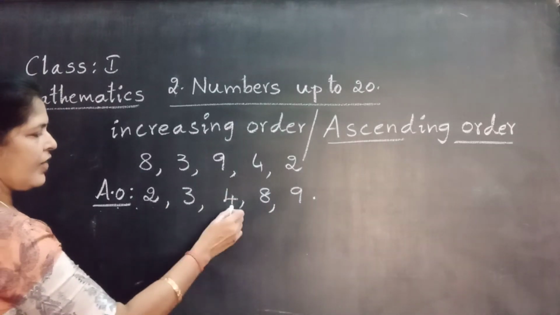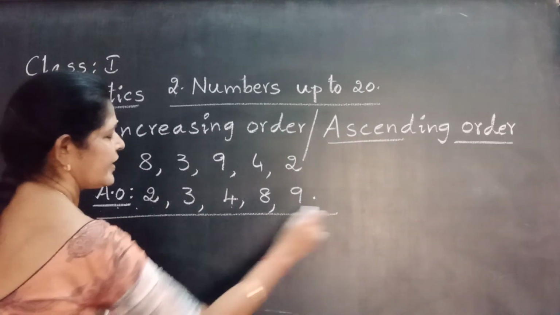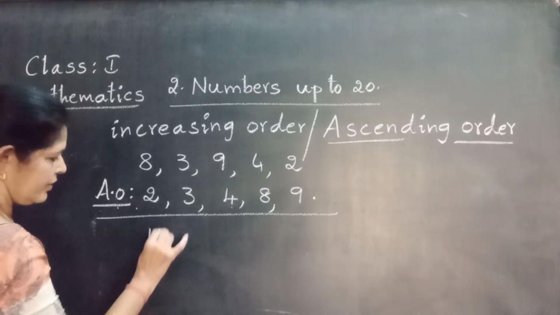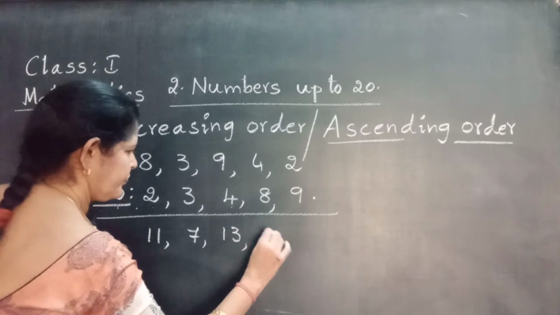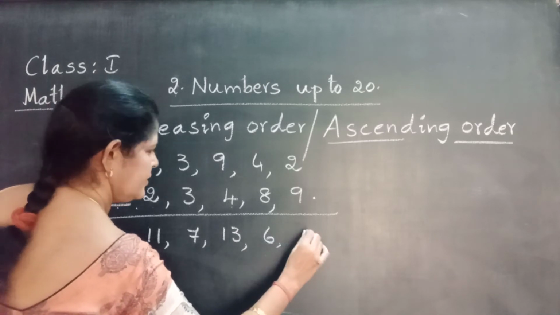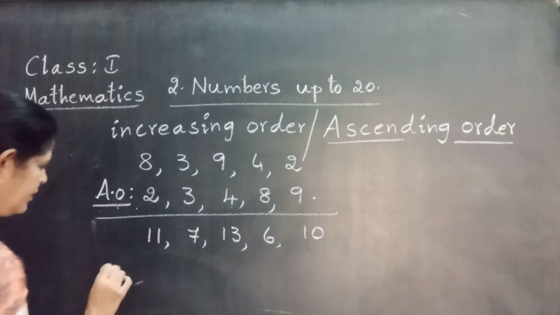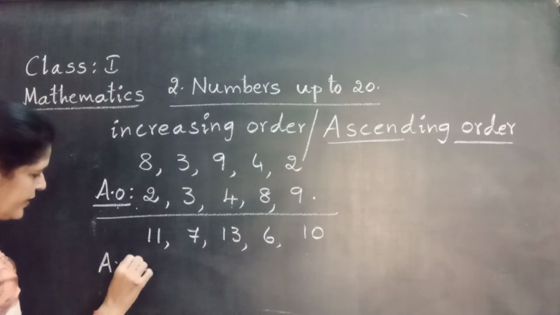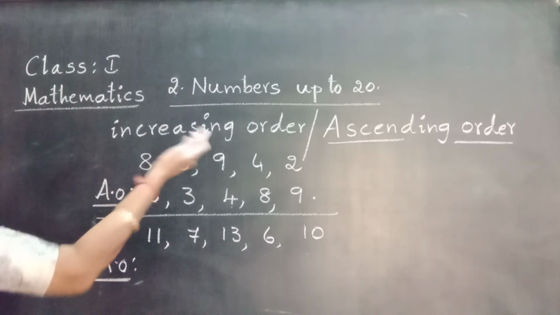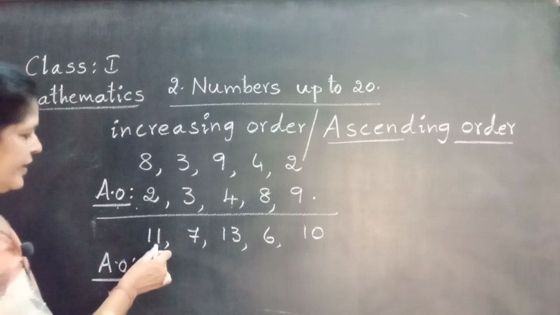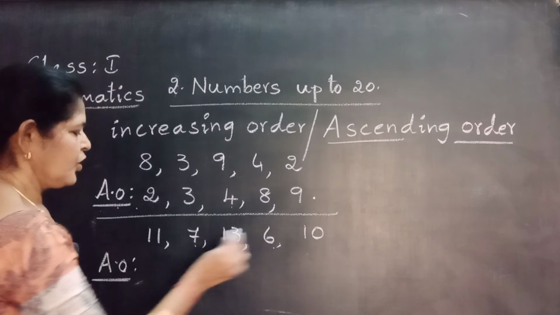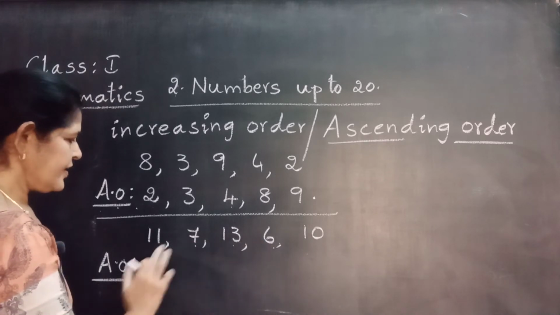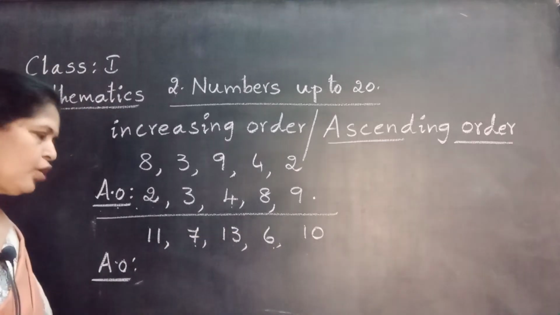Now, the given numbers are in ascending order. Another one: 11, 7, 13, 6, 10. Now arrange the given numbers in ascending order, increasing order. See, 11, 7, 13, 6, 10. Two numbers are 1 digit, 3 numbers are 2 digit.